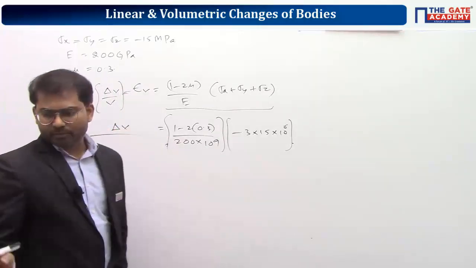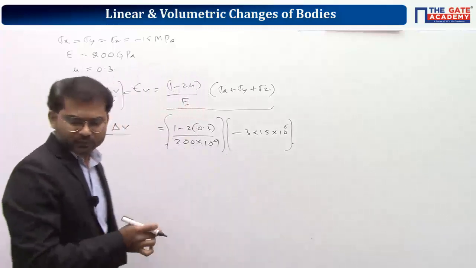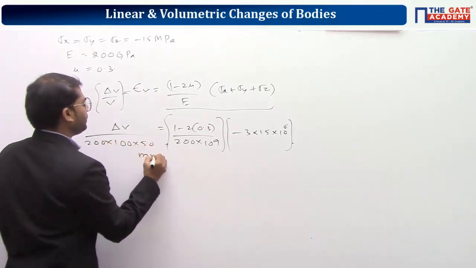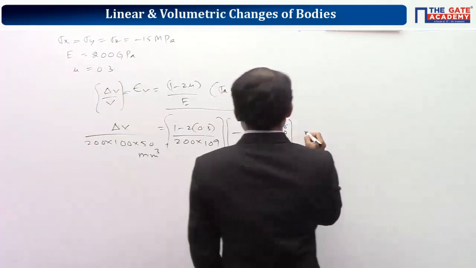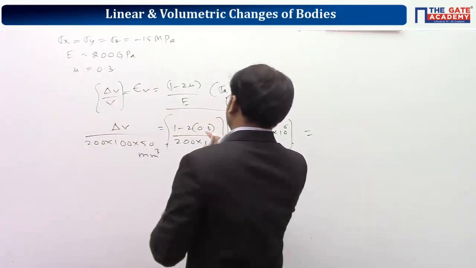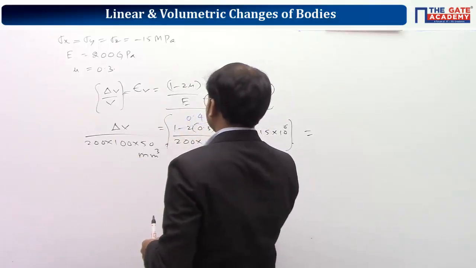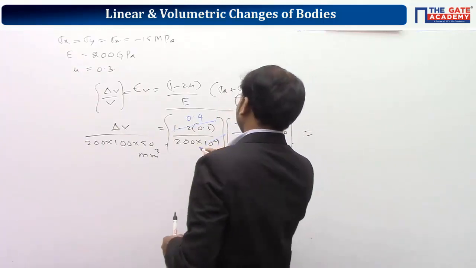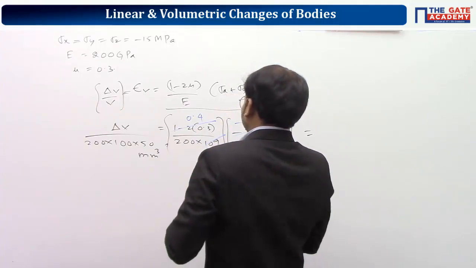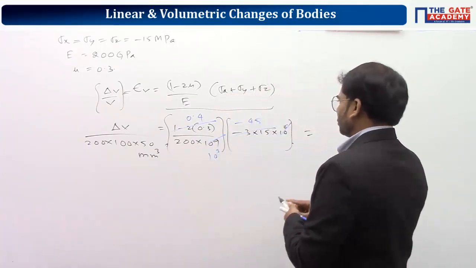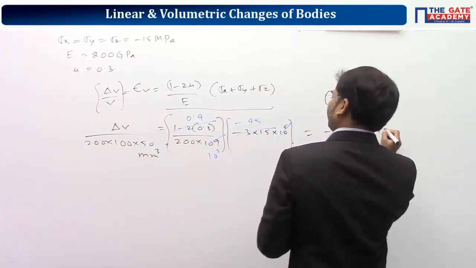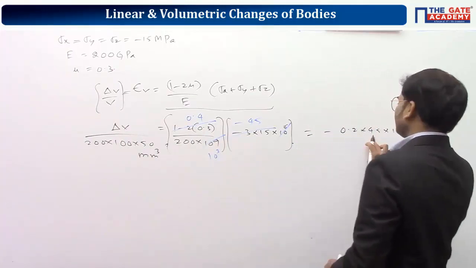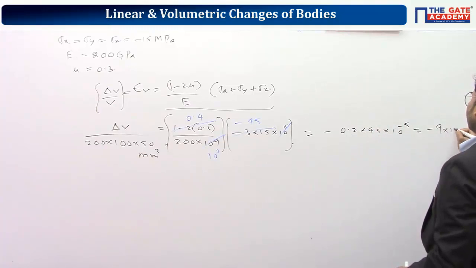If you want the change of volume in millimeter cube, as asked in the question, you should substitute the volume also in millimeter cube. So I'm substituting 200 into 100 into 50 millimeter cube. Simplifying, 1 minus 0.6 becomes 0.4. Here we have minus 45, 10 power of 6 and 10 power of 3, and two values of 10 power of 5. So you get minus 0.2 into 45 into 10 power of minus 5. 45 twos is 90, so it becomes minus 9 into 10 power of minus 5.